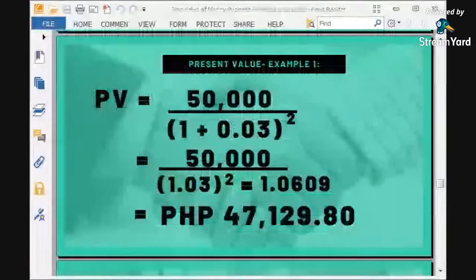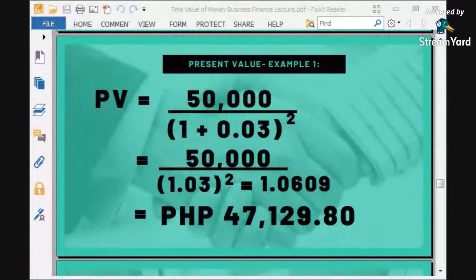So we will write it down as a decimal. The decimal form of 3% is 0.03. So we will convert the percentage to decimal. So 1 plus 0.03 is equal to 1.03.